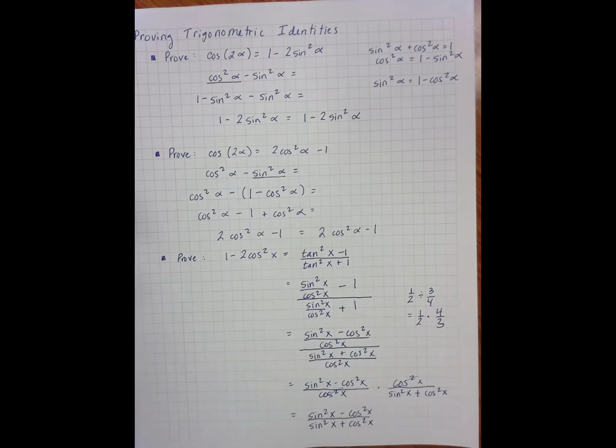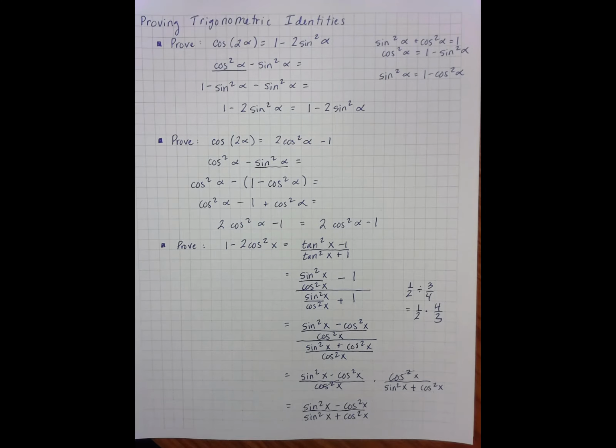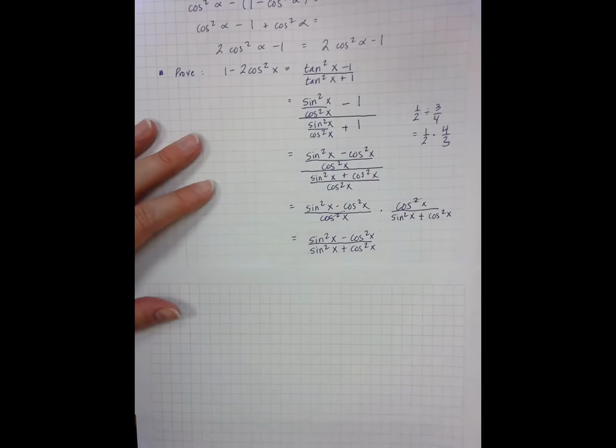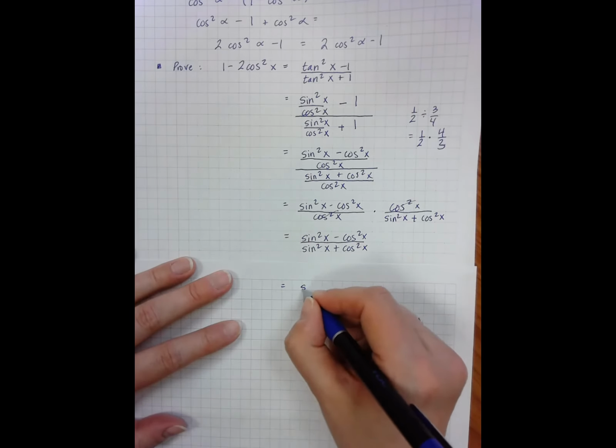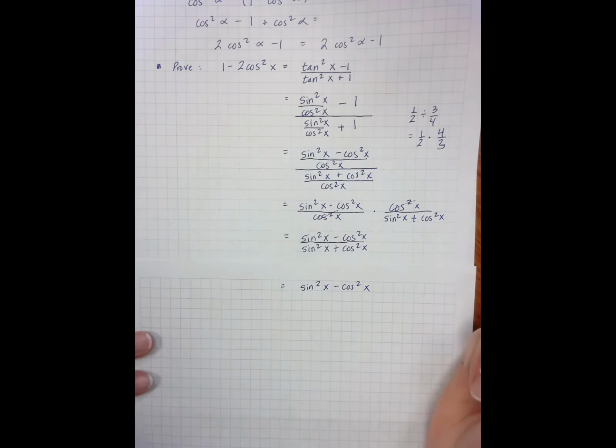But I actually know that sine squared x plus cosine squared x, that's my Pythagorean theorem identity. And so I can actually simplify that to 1. Which means I am now in the place where I simply have sine squared x minus cosine squared x.